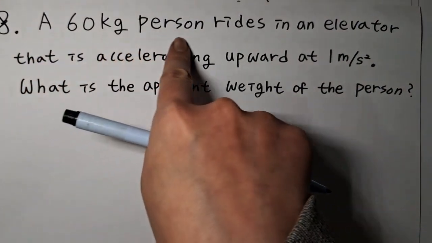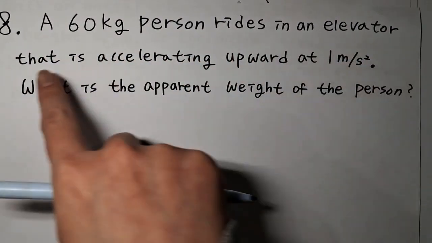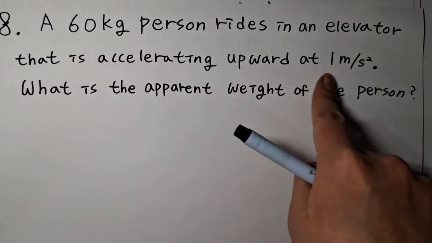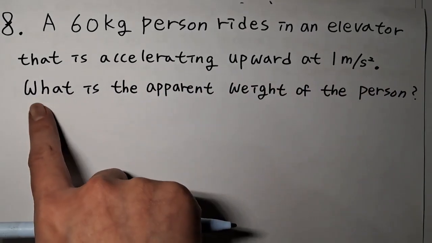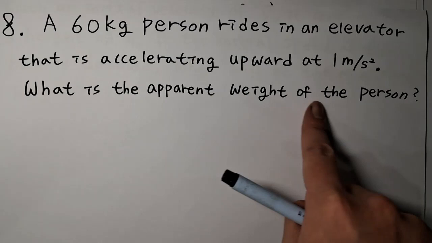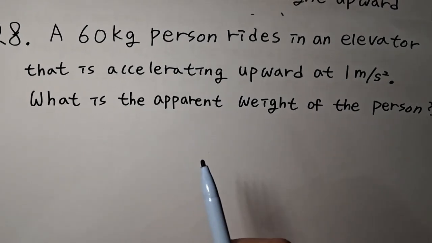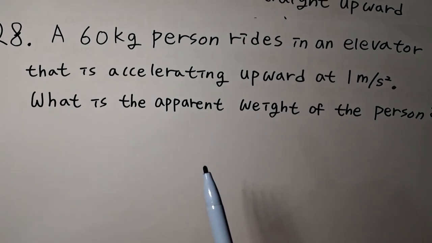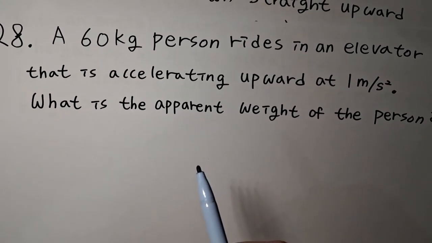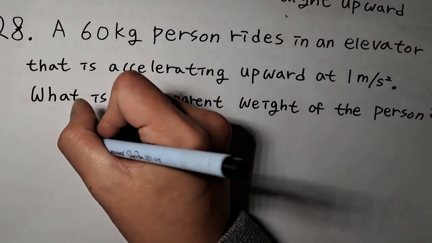A 6-kilogram person rides in an elevator that is accelerating upward at 1 meter per second squared. What is the apparent weight of the person? Apparent weight means the normal force acting on the person.